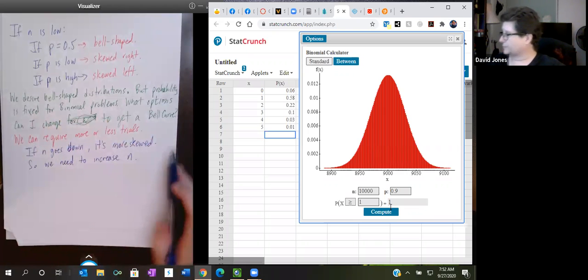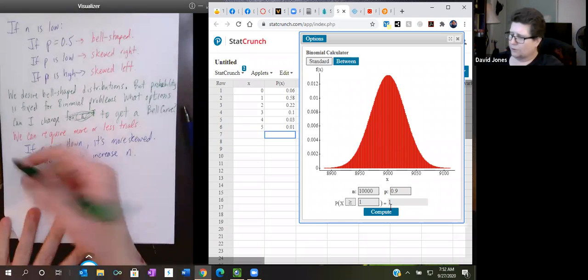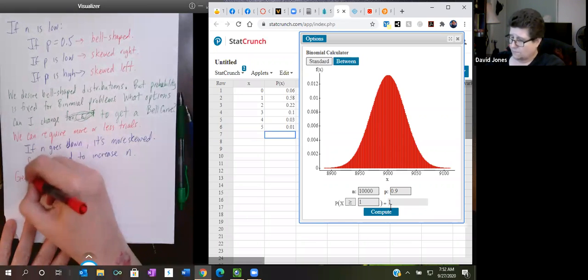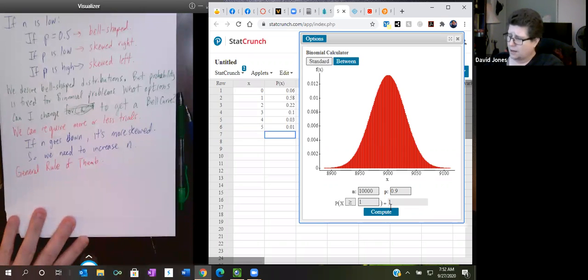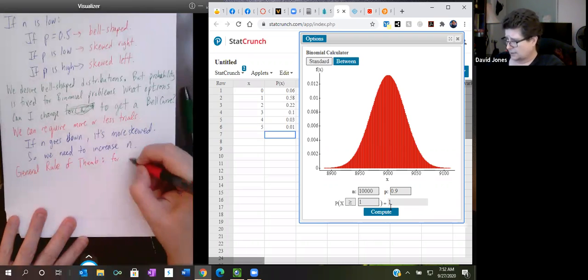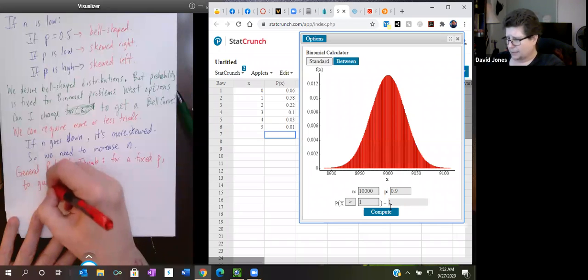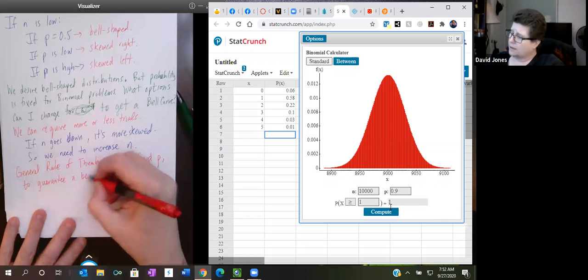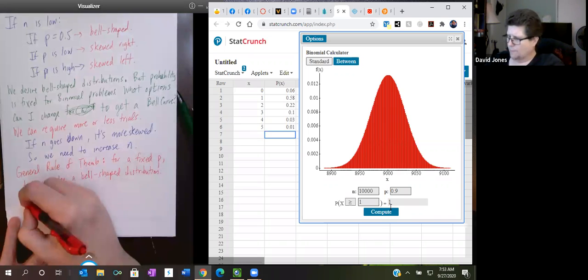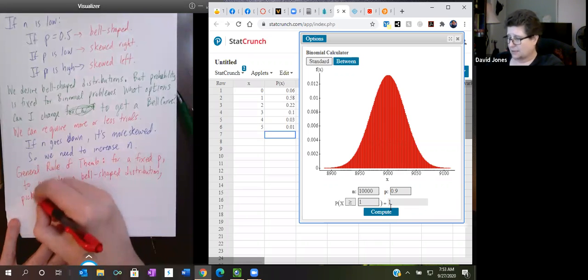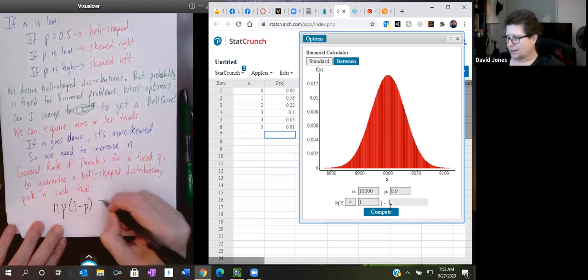And how do we know what to increase it to? Well, general rule of thumb for a binomial distribution, for a fixed p, or probability, to guarantee a bell-shaped distribution, pick n such that n times p times 1 minus p is greater than or equal to 10.